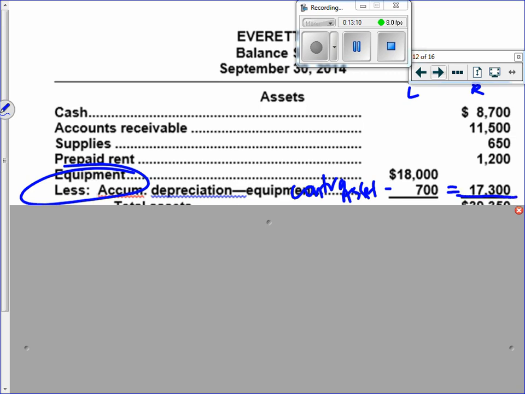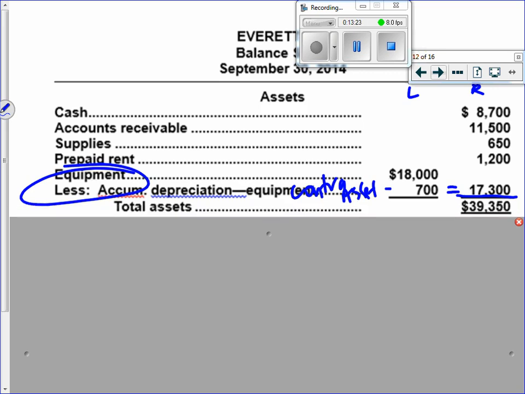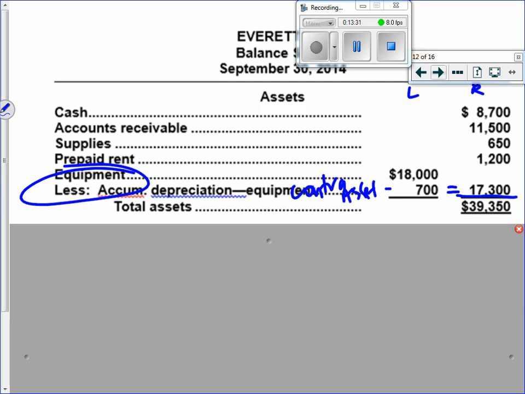So we'd take our cash plus our AR plus supplies plus rent plus our equipment minus its contra asset to be a total asset number of 39,350. That is the number you are trying to get the L plus OE to equal. And because it's A equals L plus OE, you can go ahead and double rule right there.